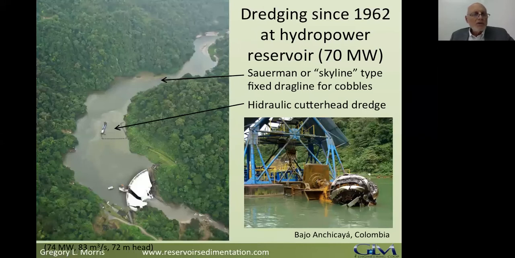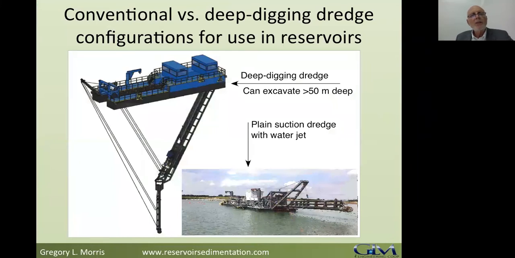Now, this photograph shows the dredging at the Baja and Chicaya project in Colombia, which is the longest continuous dredging project that I know of anywhere in the world. They've been dredging continuously since 1962. There's two types of dredges. There's a Sawyerman, which is like a skyline type fixed drag line. They use this to pick out the cobbles coming in from the delta. And then they have a conventional cutterhead dredge. Both of them discharge into a tunnel, which discharges right below the dam. It runs about 15 kilometers down a very narrow canyon, and then discharges onto the Pacific coastal plain.